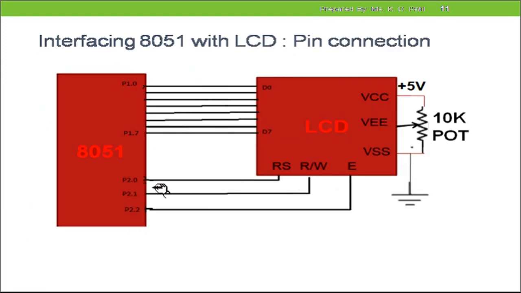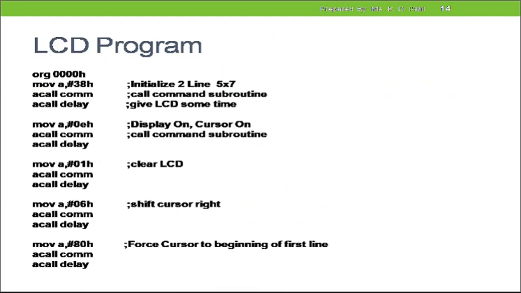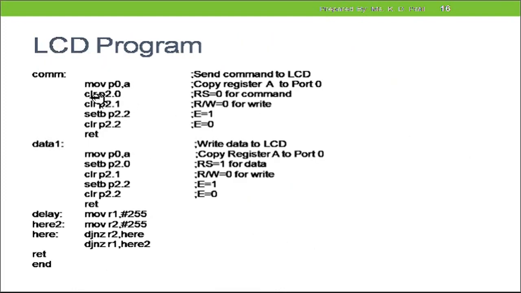See that P2.0 is interfaced with the register select pin, P2.1 is interfaced with read write, and P2.2 is interfaced with the E pin. So remember how we have interfaced. Then see, clear P2.0, as it is interfaced with the register select pin, and I want the register select pin to be 0 for command, and that's the reason I have cleared this pin. After that I want read write to be 0 for the write operation, so I have cleared P2.1, as P2.1 is interfaced with the read write pin.